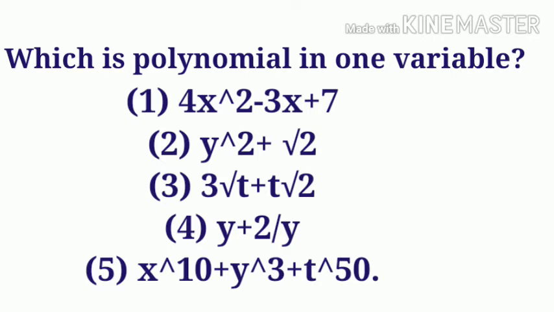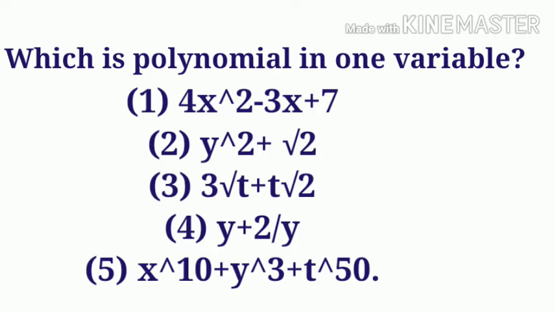The third, the power of t is 1 upon 2 in the first term and 1 in the second term. 1 upon 2 is not an integer, that's why the third is not a polynomial. Same in the fourth, y plus 2 upon y. 2 upon y can be written as 2y raised to the power minus 1, where minus 1 is not a non-negative integer. So this fourth one is also not a polynomial.